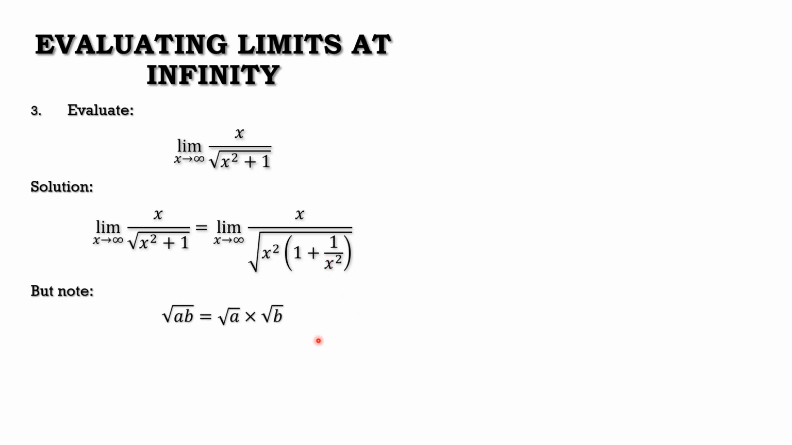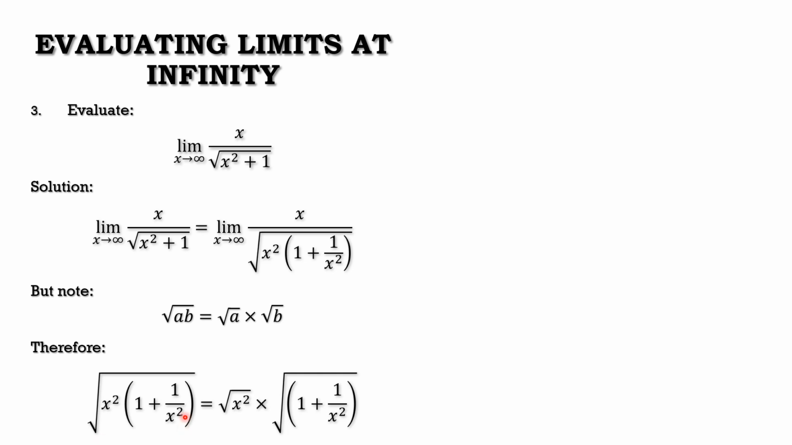But note, when you have square root of ab, it is the same as root a times root b. So in this form, the square root of x squared times 1 plus 1 over x squared will be the same as root of x squared times root of 1 plus 1 over x squared. So the x squared represents the a and the b represents 1 plus 1 over x squared. When we do that, we are going to end up with a simplified expression as x square root of 1 plus 1 over x squared.